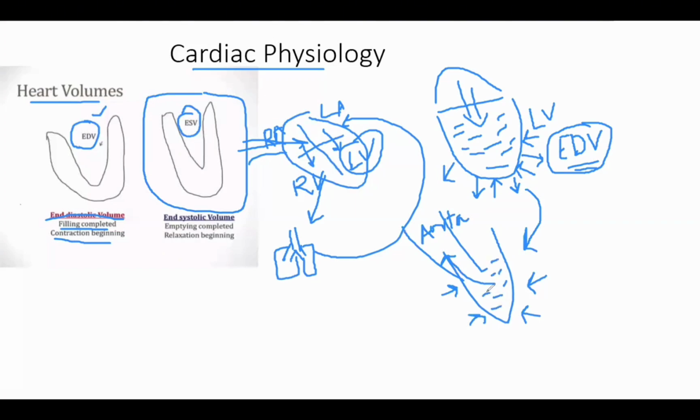that is when the blood is poured into the aorta, still there is some volume which is present, and that volume is called end systolic volume. That is, emptying is completed. So left ventricle is emptied, means most of the blood has been poured into the aorta and relaxation is beginning. Beyond this point, the relaxation will begin.